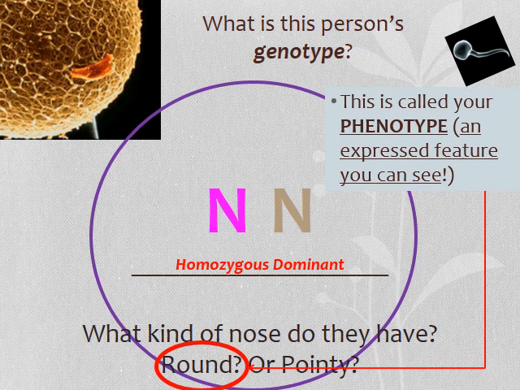Now, round nose in this case is what we would call your phenotype, or the expressed feature you can see. So the genotype is the letter combination, whereas the phenotype is the condition that it represents, or the physical characteristic.